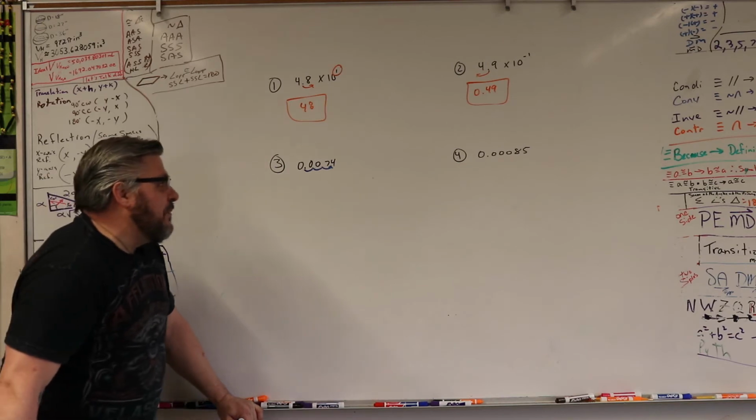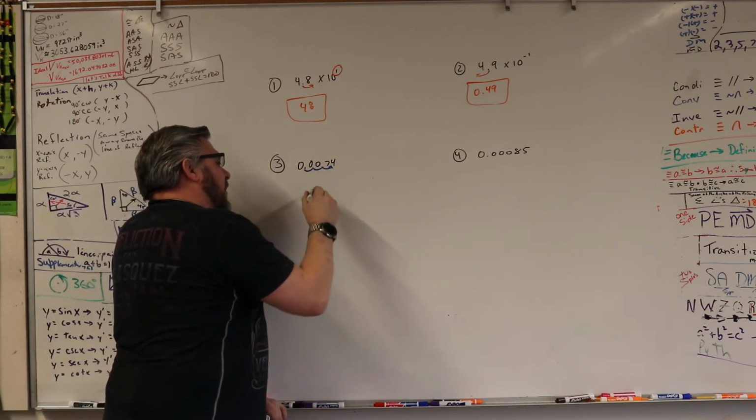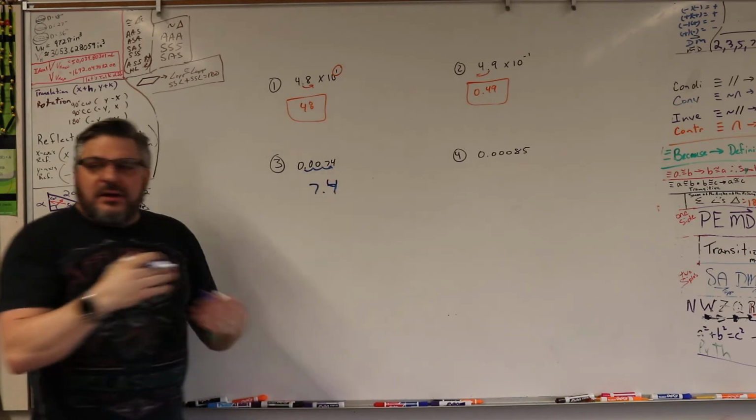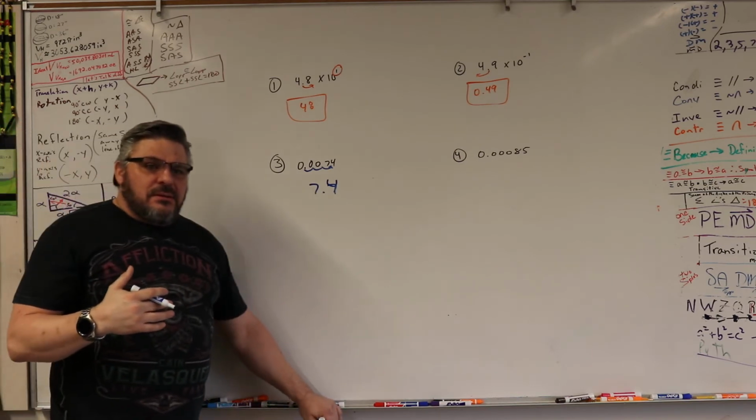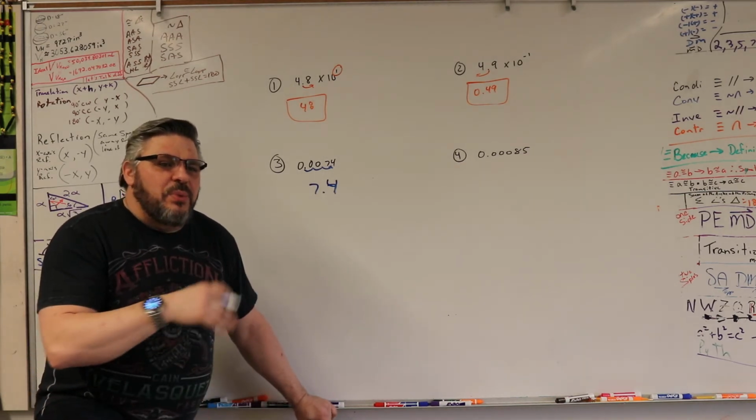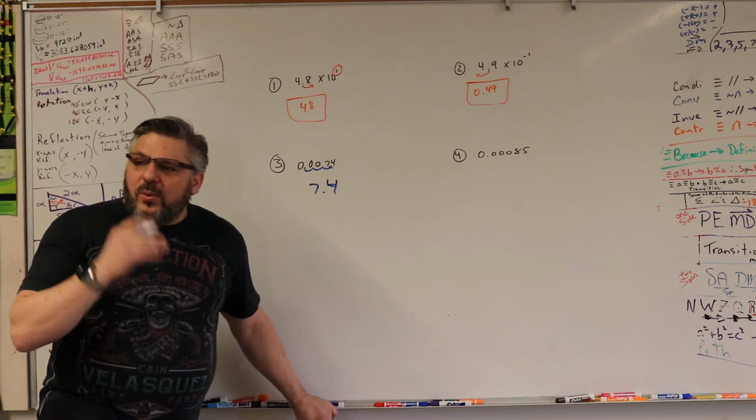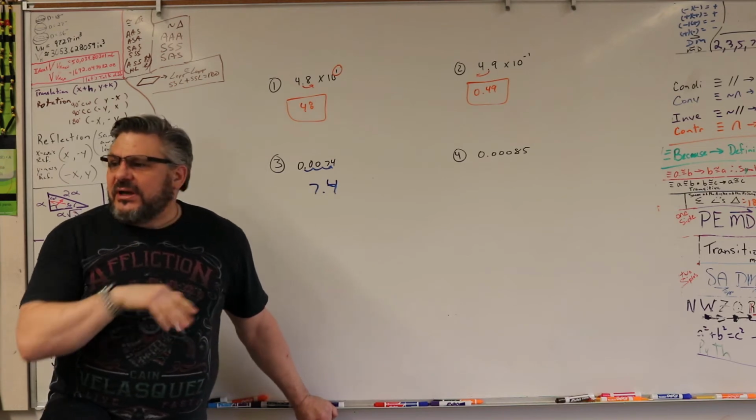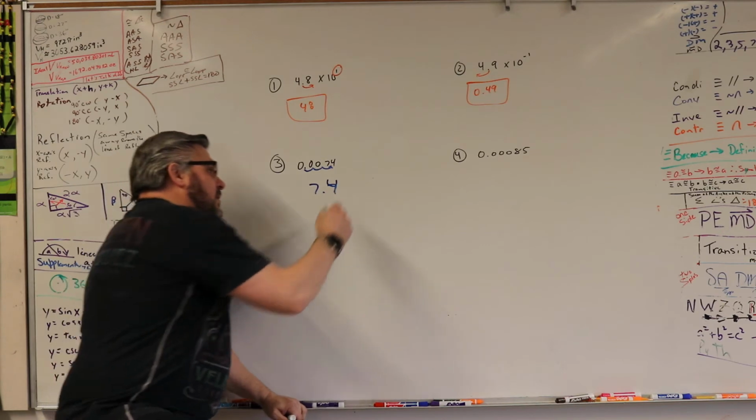So Robert, help me out. I'm moving this 3 places. I always want to move it to a number between 1 and 9. I don't want 10 point something, and I don't want less than 1. I want 1 point, 2 point, 3 point, 4 point, 5 point, 6 point, 7 point, 8 point, 9 point. That's it. In this case, it's 7.4 times 10.